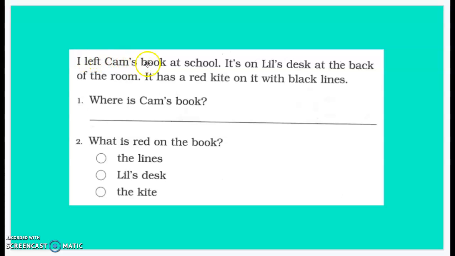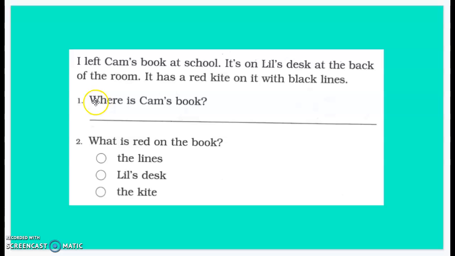I left Cam's book at school. It's on Lil's desk at the back of the room. It has a red kite on it with black lines. Repeat each sentence after me. I left Cam's book at school. It's on Lil's desk at the back of the room. It has a red kite on it with black lines.